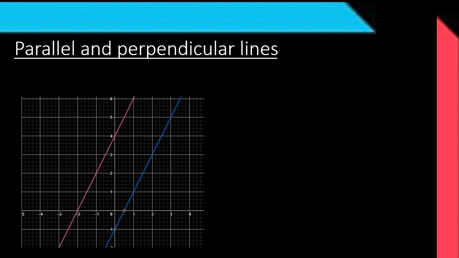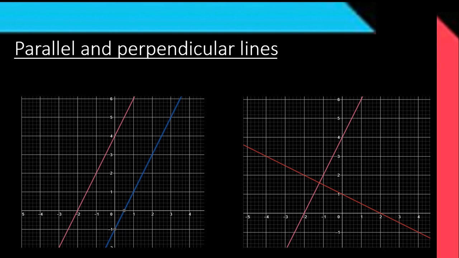So in this graph here, we have the pink and the blue line. They are parallel, they are the same distance apart, and they never intersect. A perpendicular line is when two lines intersect and they form a 90-degree angle. So these two cross and they will form a perfect 90-degree angle.